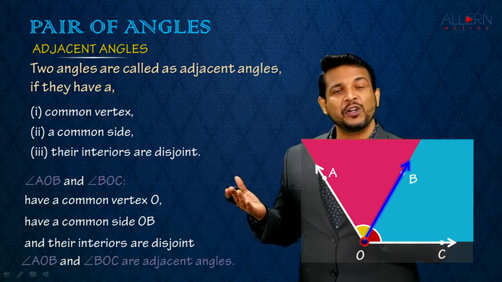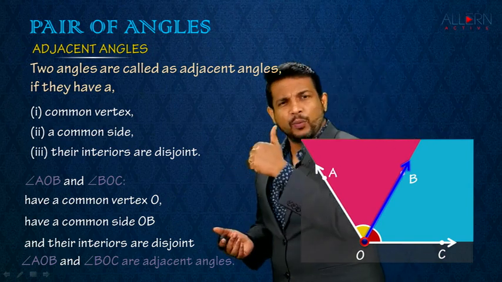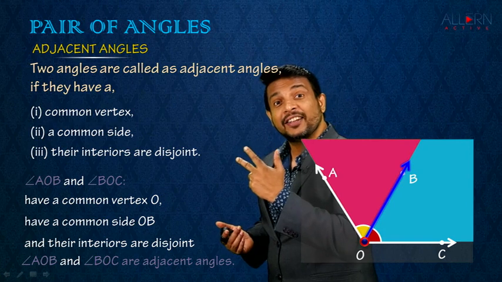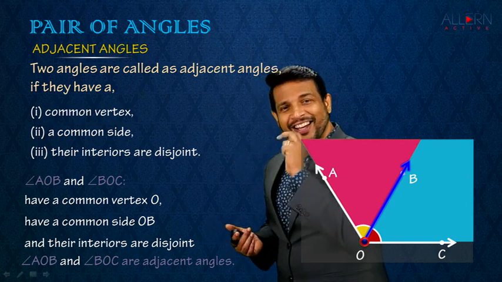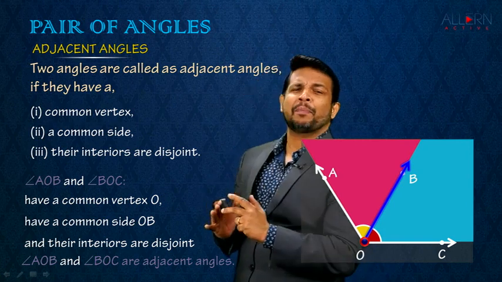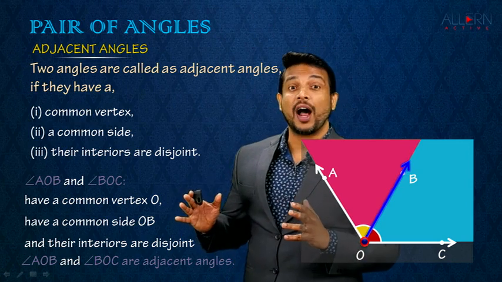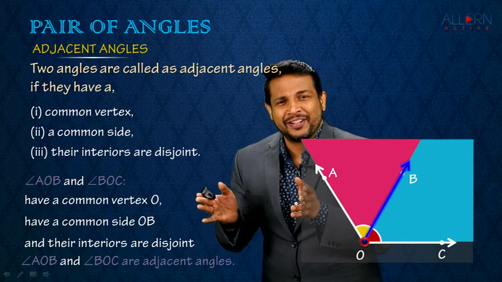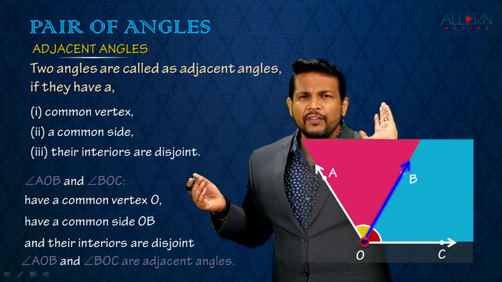So when are two angles said to be adjacent? So simple. They should have a common vertex, right? They should have a common arm and their interiors should be disjoint. Their interiors should be disjoint. When this happens, then we say yes, these two angles are adjacent angles. In other words, they are neighboring angles, adjacent, isn't it? Very easy. We understood that.